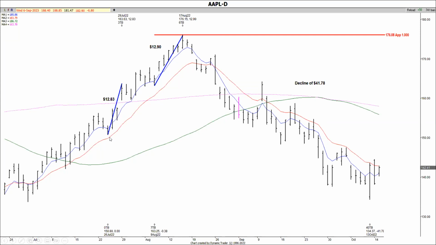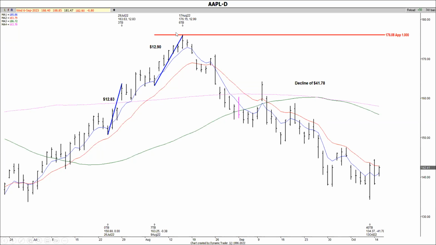Previous swings in the market are similar. Low, high to this low gives me that resistance at 176.08, and look what happened. It completely fell apart after that. Now, what I mean by this would be a counter trend trade.